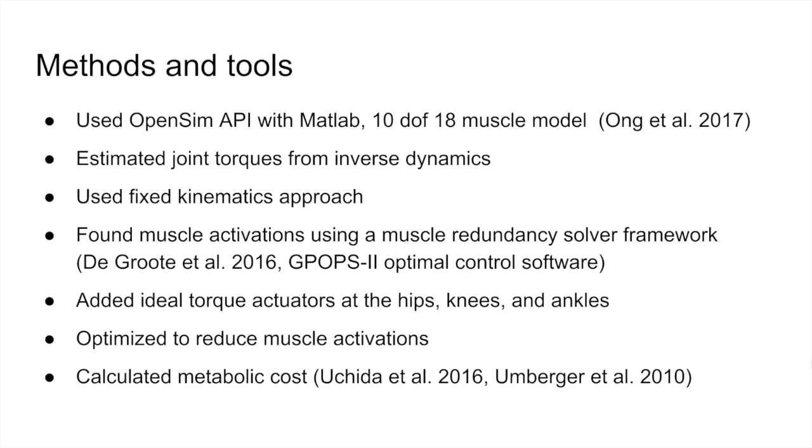For our project, we use the OpenSim API in MATLAB and a 10 degree of freedom AT muscle model from Ong et al. 2017. We estimated joint torques calculated from inverse dynamics data from Edith Arnold. We used a fixed kinematic approach, so the kinematics were not changing in our optimization. First, we used a muscle redundancy solver to find muscle activations without any assistance. We then added ideal torque actuators at the hips, knees, and ankles, and then solved for both muscle activations and exoskeleton assistance torques, while optimizing to reduce activations squared. Afterwards, we estimated metabolic cost for the optimized activations.